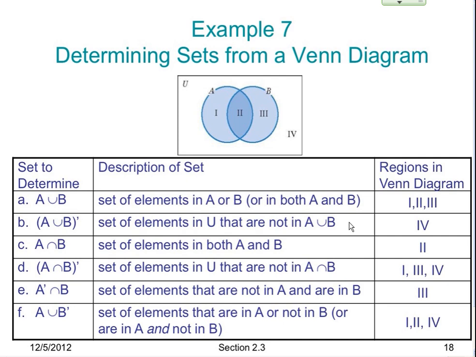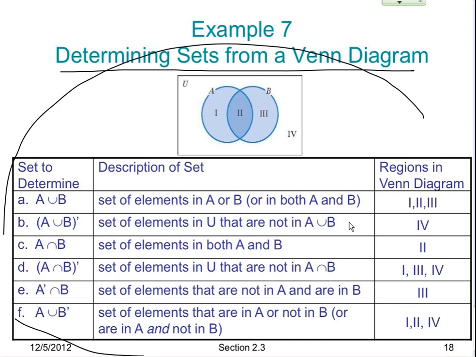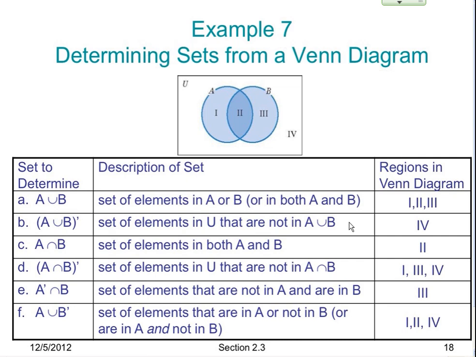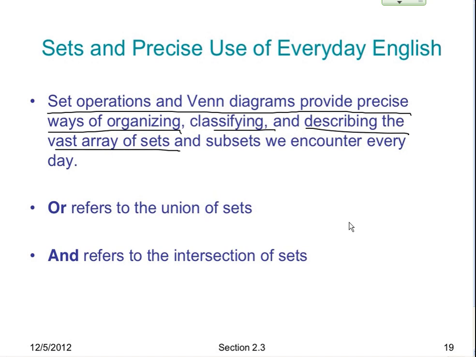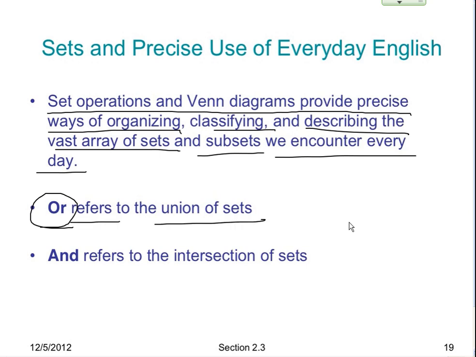Determining sets from a Venn diagram. I'm going to have you write this down. And yes, I know, it's a big long table. I apologize. Set operations and Venn diagrams provide precise ways of organizing, classifying, and describing vast arrays of sets and subsets we encounter every day. Or refers to the union and refers to the intersection.